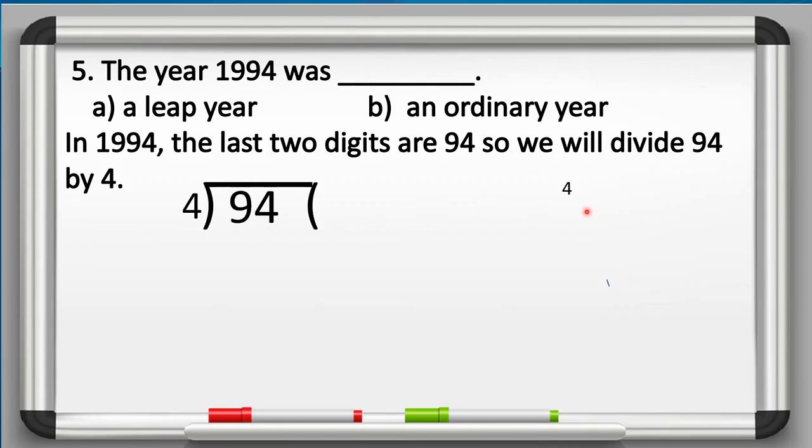So let's start. 4 ones are 4, 4 twos are 8, 4 threes are 12. But we cannot write 12 below 9. So we will cut 12 and we will write 8 here below 9 like this. Okay. And now at which number it comes? It is at number 2. So we will write 2 at quotient place. Okay. So now we will subtract. 9 minus 8 is equal to 1. Okay. Now we will write here 4.